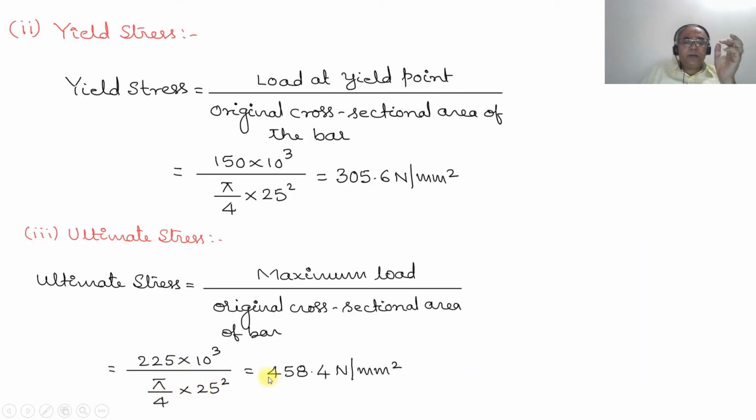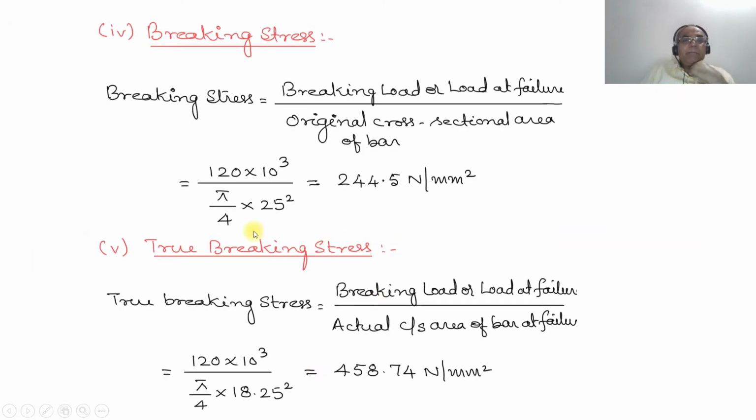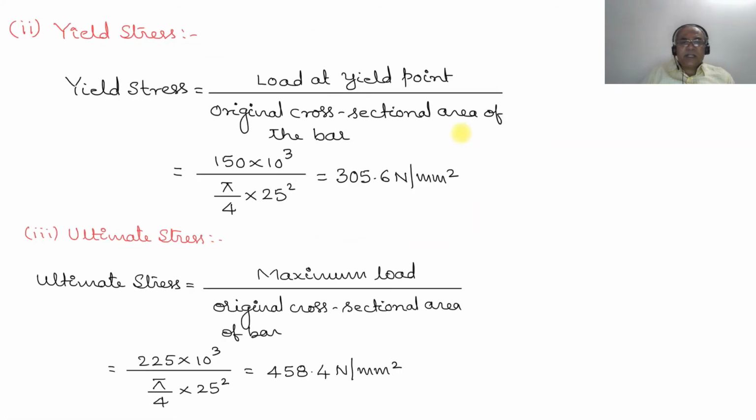On simplification, you are going to get 458.4 Newton per mm square. Next, we have breaking stress. So what is the breaking stress? Breaking load, or load at failure, divided by the original cross-sectional area of the specimen.